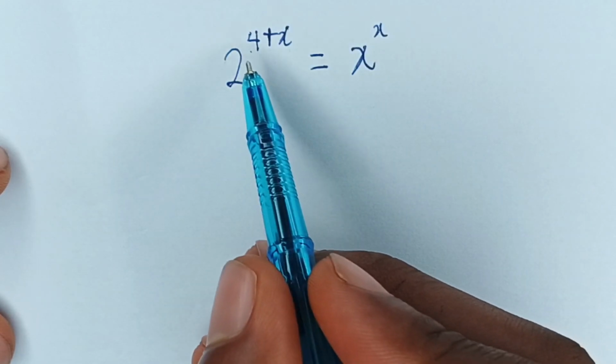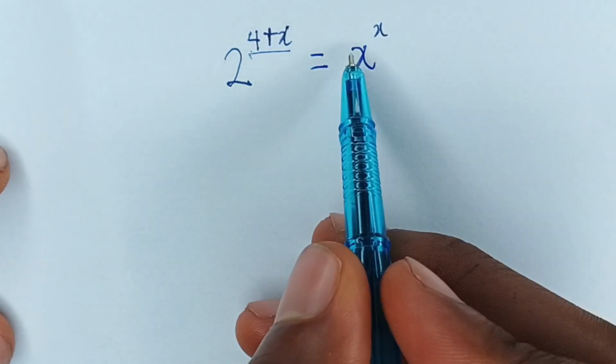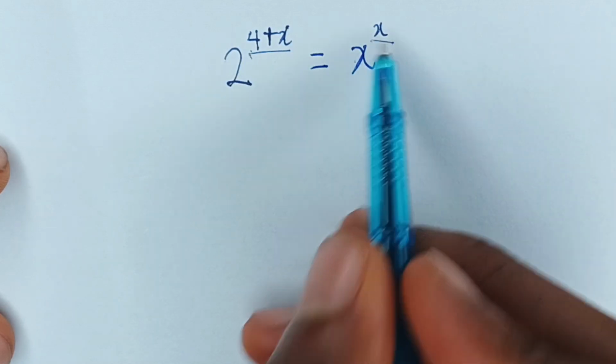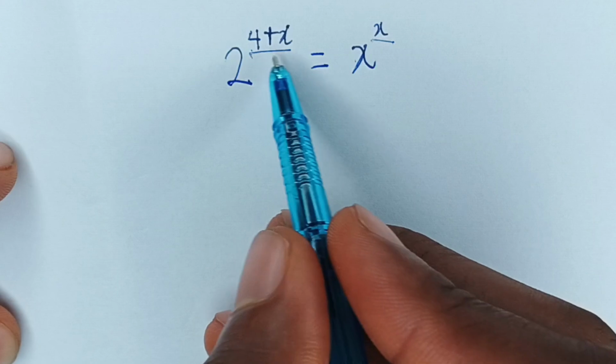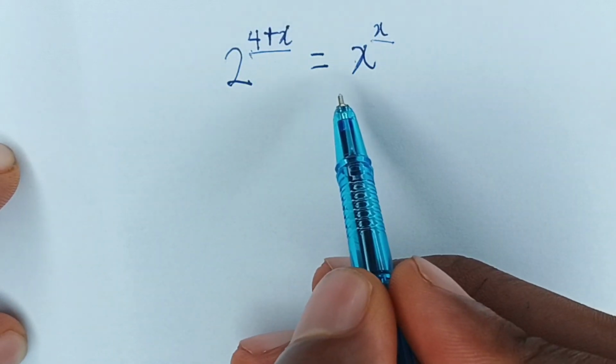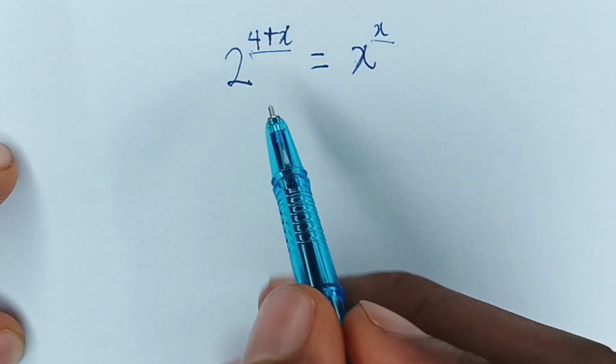Alright guys, let's solve this equation quickly. It says 2 raised to the power of 4 plus x is equal to x raised to the power x. Okay, so how do we solve this? First thing to do here is to bring all parameters with x on one side and keep the whole numbers on the opposite side of the equal sign.